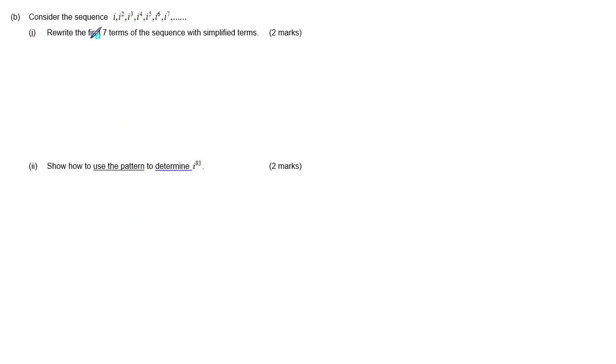We have the sequence i squared, i cubed, i to the 4, i to the 5, and so on, and we want to rewrite the first 7 terms of the sequence with simplified terms. Well, the first term is i. i squared, remember the definition of i is that it's the square root of negative 1. So if we square i, we're just going to get negative 1.